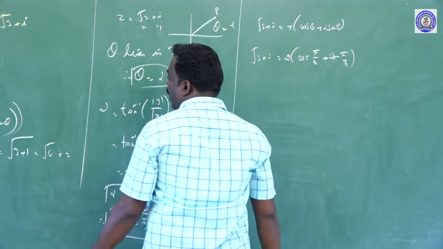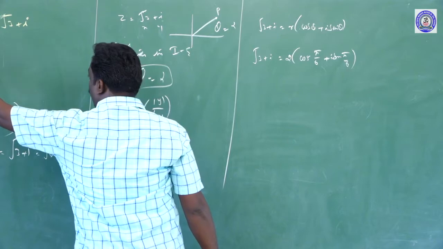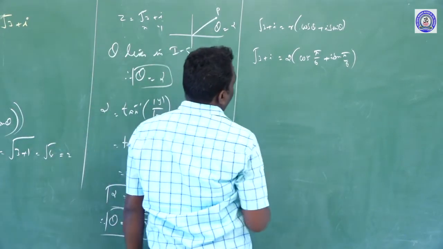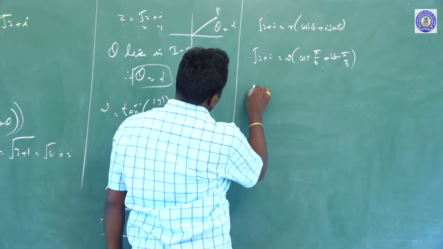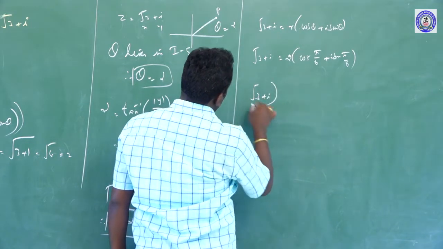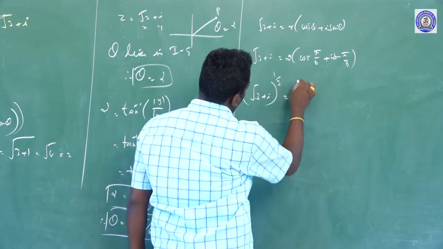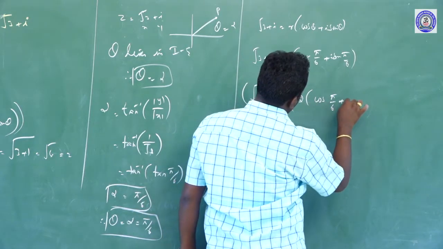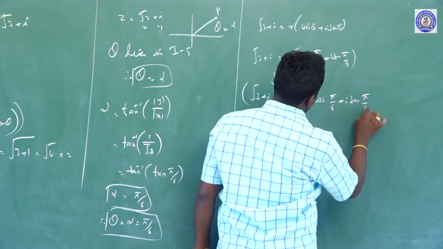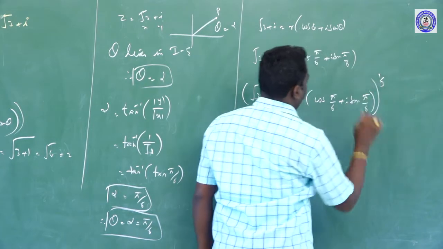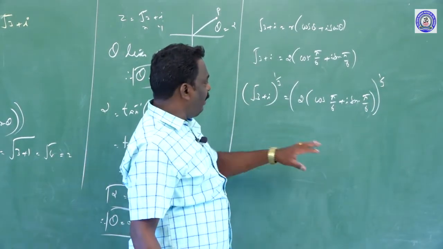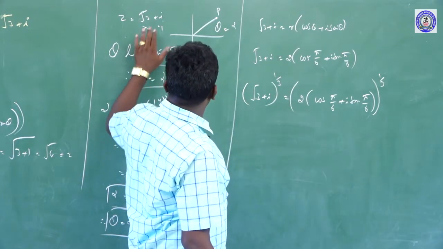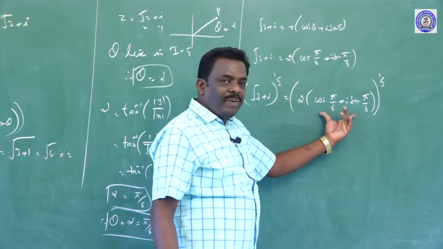Now what do we want to find? The cube root, that is the whole power 1 by 3. Raising the power on both sides by 1 by 3, root 3 plus i whole power 1 by 3 is equal to 2 into cos pi by 6 plus i sin pi by 6, whole power 1 by 3. So our first step, converting the given complex number into polar form, is completed.